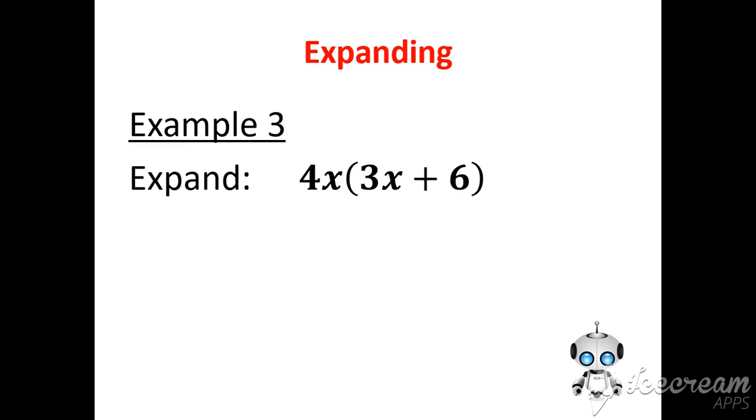All right, example 3. Let's expand this thing. Out the front, we have not just a number, but a letter, 4x. And inside the brackets, we have 3x plus 6. So we're going to do exactly the same thing. We're going to multiply whatever is out the front by everything inside the brackets. So let's start off by going 4x multiplied by 3x.